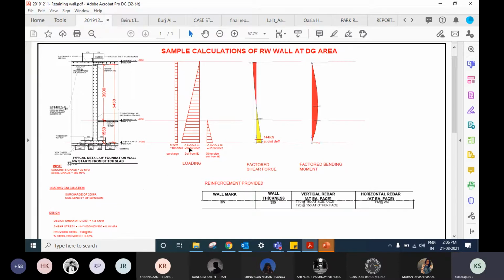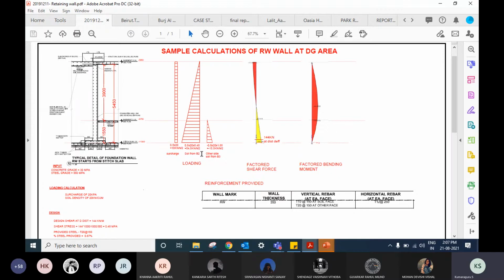Now for the triangular distribution, it's half into 20, the pressure, the maximum pressure at the base, into height. Height in our case is 6.4. Your answer could be different. That's in kilonewton per meter square, since you have multiplied already by the height. The density was in terms of meter cube, and when you multiply with one linear distance, it converts into kilonewton per meter square.